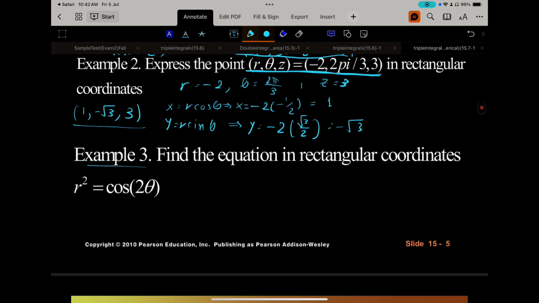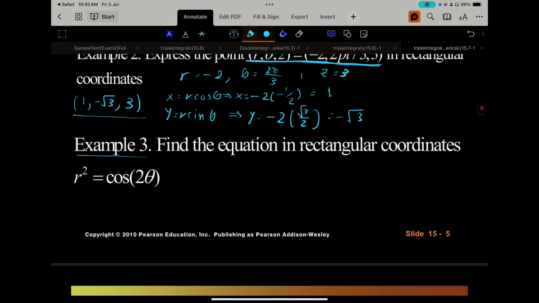Now go to example 3. We need to find the equation in rectangular coordinates. This is our equation in cylindrical, and we want to convert it to rectangular. So for r squared, we're going to use x squared plus y squared, this formula. And for cosine 2 theta, this has an identity.